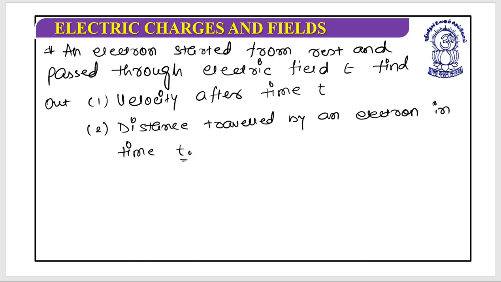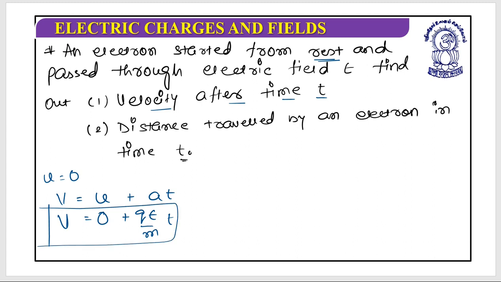Now here I have not given any values because I want to check the concept only. I'm sure that if I gave data you would definitely solve this. I just want to judge the concept. So let's begin. The electron started from rest, that means u equals 0. To find the velocity after time t, v equals u plus at. Since u is 0, a is qE by m, so v equals qE by m into t. This is your velocity.